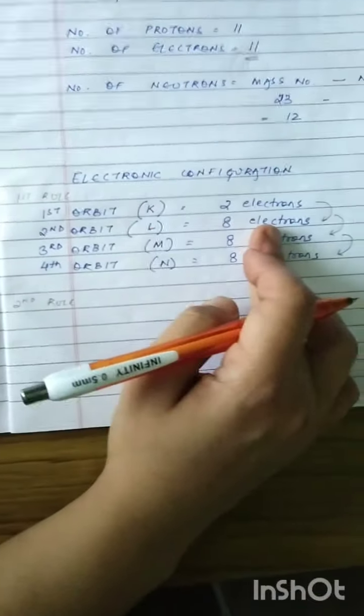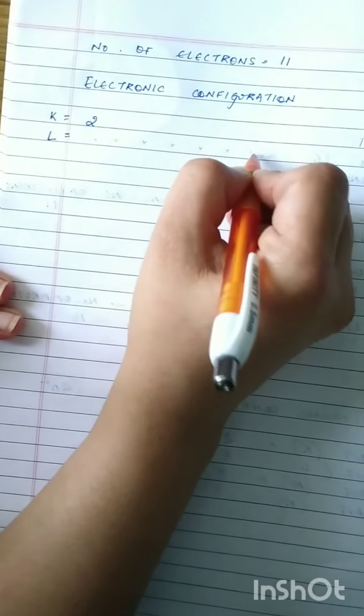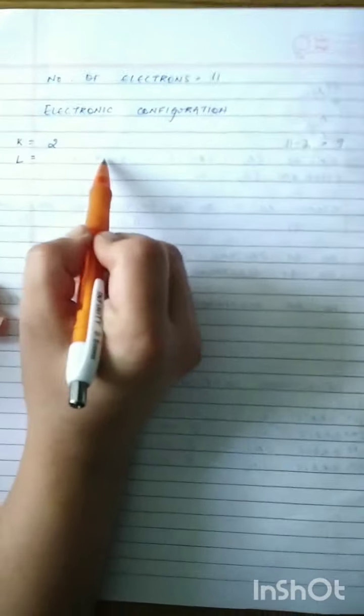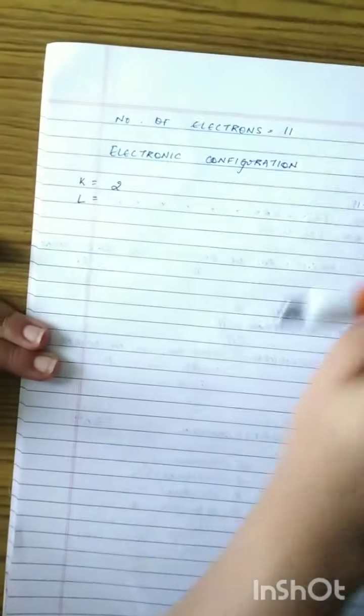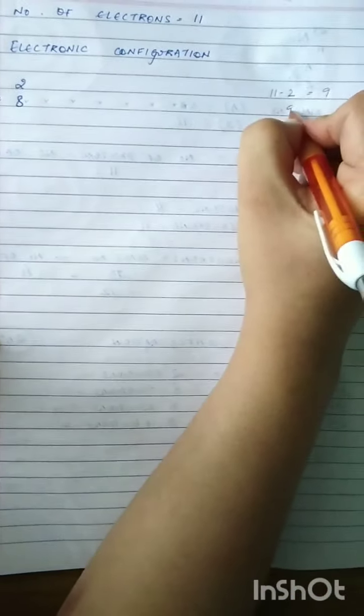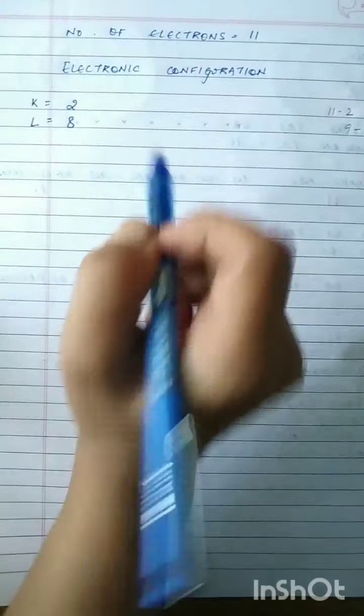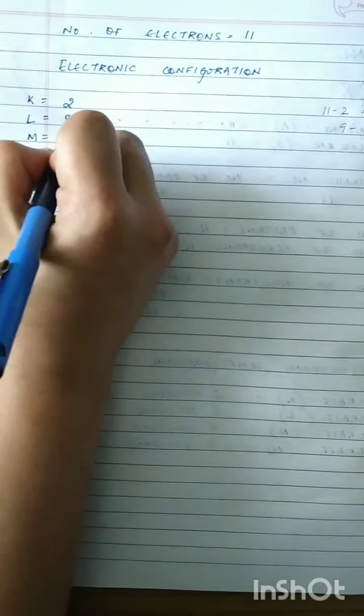So how many electrons left? 9. Now, second orbit has how many electrons? 8. So 1, 2, 3, 4, 5, 6, 7, 8. So we have 9 electrons. So all these electrons are filled in. So in the second orbit, we have 8 electrons. How many left? 1. So the last orbit will have only 1 electron.